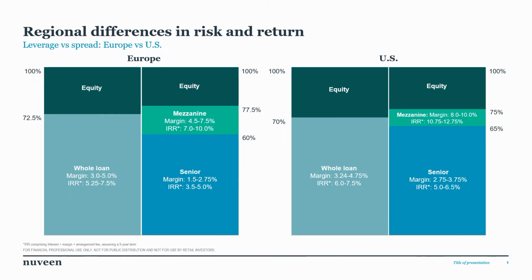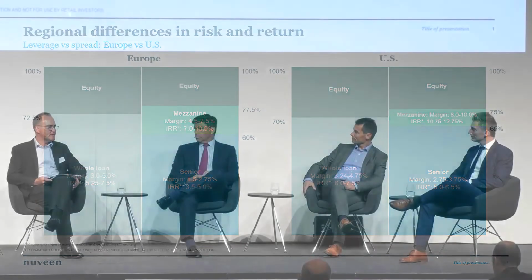So we've put a slide behind, but I think the good starting point is to just talk about the returns that are available across the different parts of the capital stack. And perhaps Jeff and Patrick, you could just talk through where you see returns in the whole loan, the MEZ, and the senior space, and what's really driving those returns and the components to those returns.